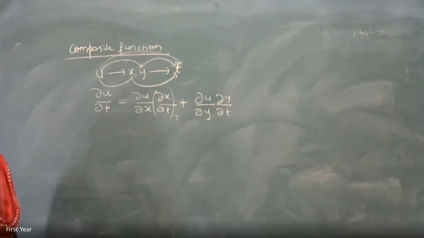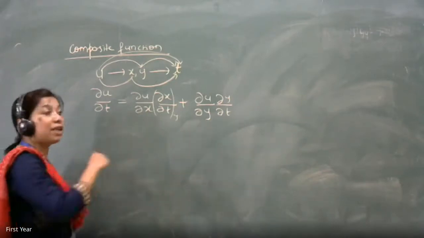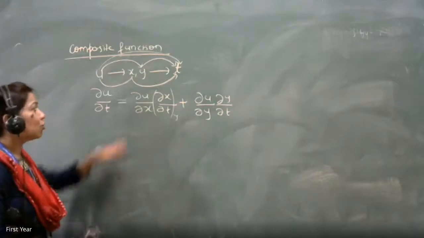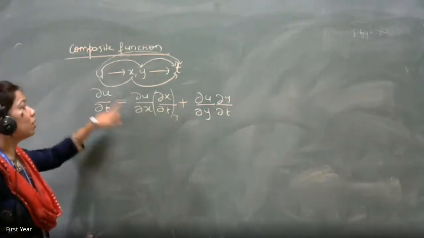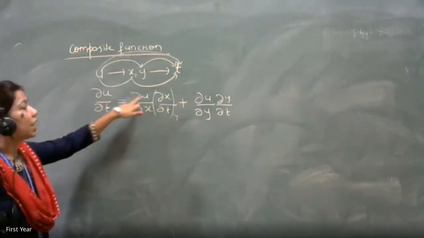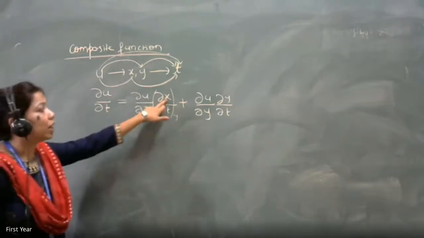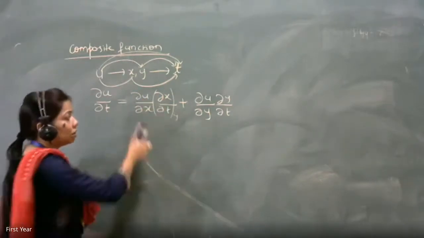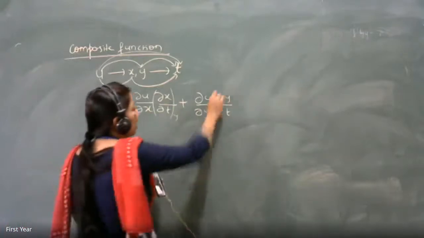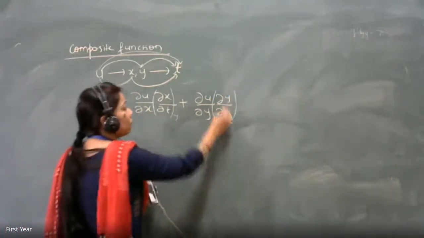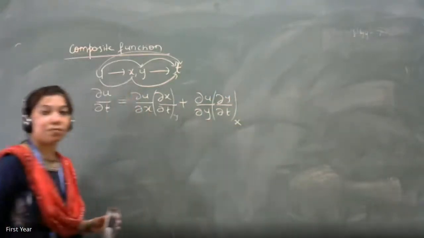This is called a chain rule for composite function. There are two ways to reach t. U से x तक जाओ, then from x you go to t, or go from u to y first and then from y to t, because y inside has t as well as x inside has t. So your chain rule for composite function will be: du by dt is the derivative of u with respect to x into x with respect to t, plus u with respect to y and y with respect to t, that time x will be constant.